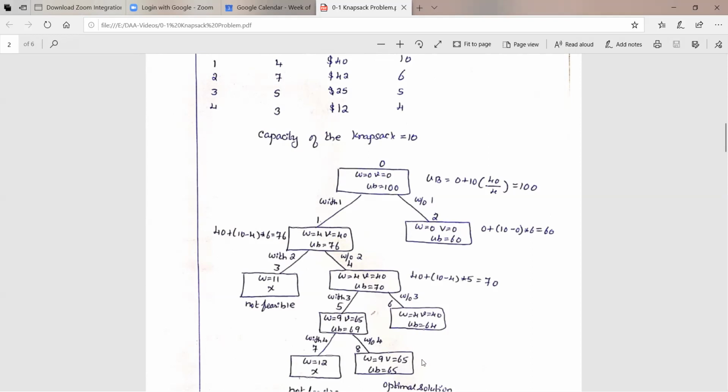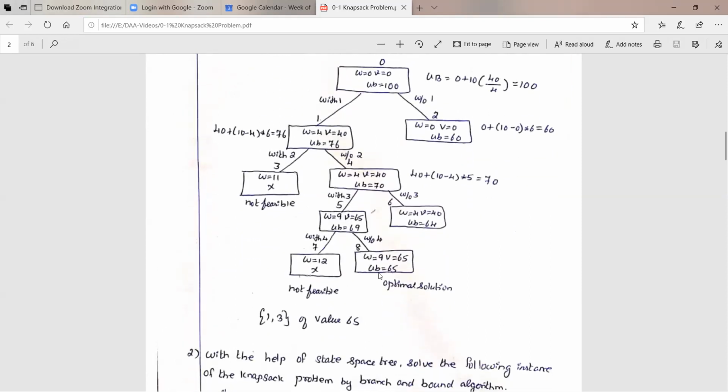Okay. So now here what happens? V is equal to 65 plus, sorry, the capacity of the knapsack will be 10. 10 minus 9 will be 1. So what is V of I plus 1? I plus 1 is out of this range, so there is no value. The value will be 0. So that is 1 into 0, it will be 0. We have only the value 65. So the upper bound value will be 65.